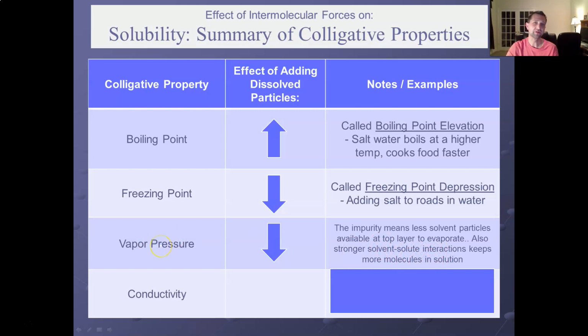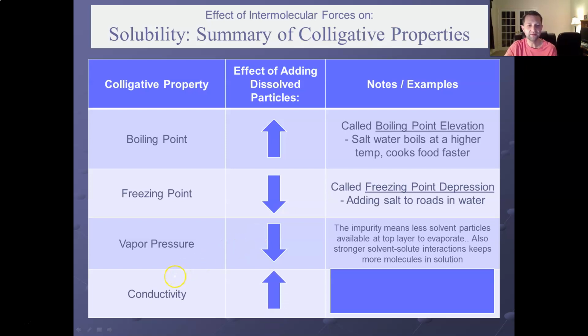So vapor pressure, you need to have a higher vapor pressure. You need more particles in the vapor phase, in that gas phase. If there are less solvent particles at the surface to evaporate, less will be in the gas state. Also, if you have these ion dipole or just solute-solvent interactions, it's harder for them to break and for you to create gas particles, right? So your vapor pressure is going to decrease.